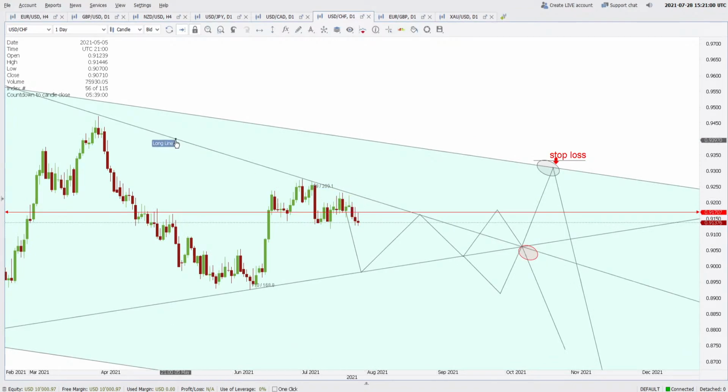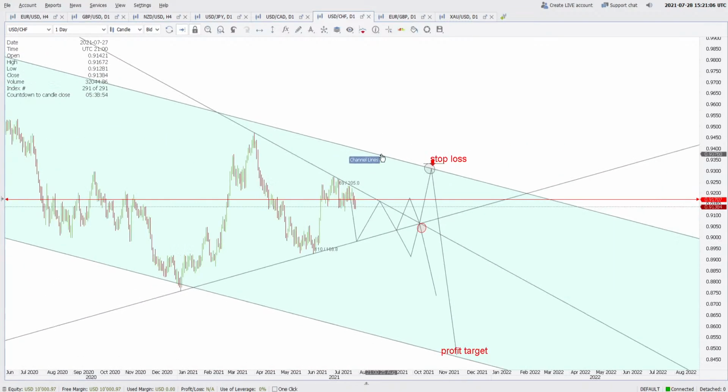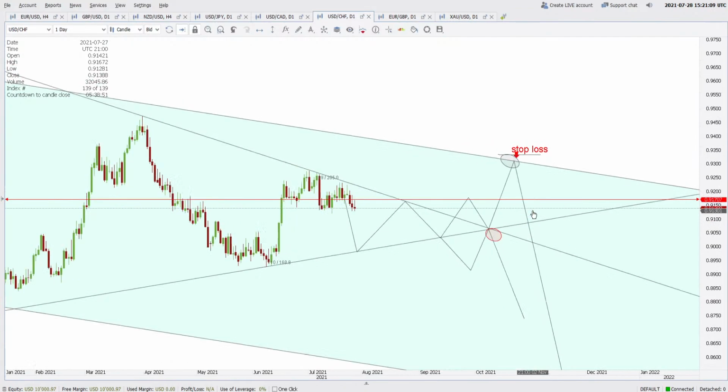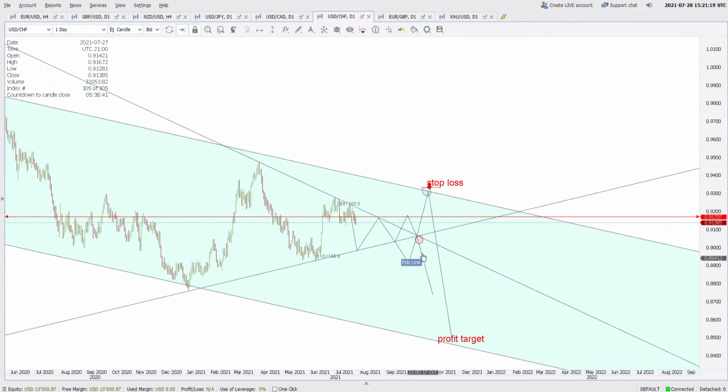Okay, this one thing, and if that is broken, then this falling channel will act as a good resistance, and again we will get a selling opportunity here around, not here particularly, but as soon as the price tests this channel line, and we can keep a small stop loss higher than that and target the lower end of the channel, or maybe even the rising trend line of the symmetrical triangle.